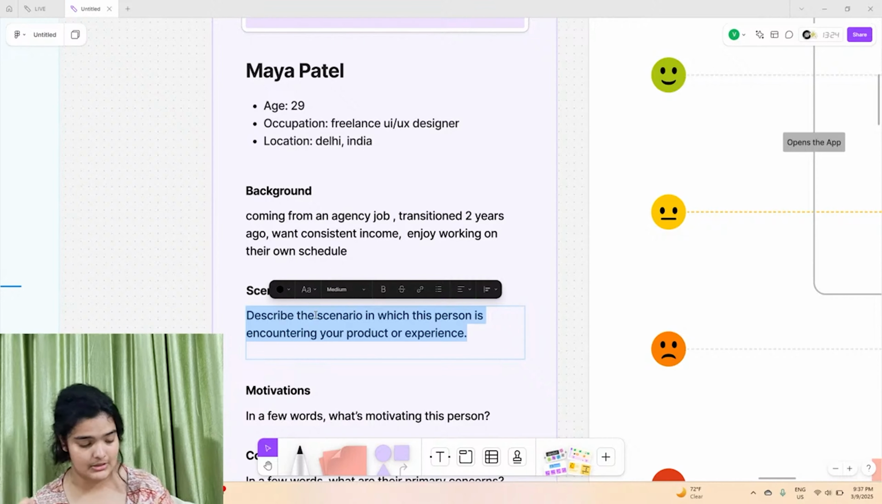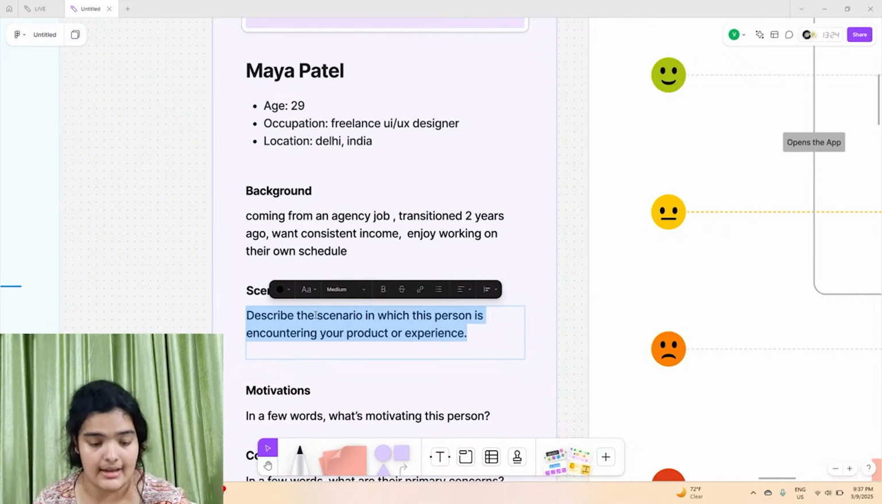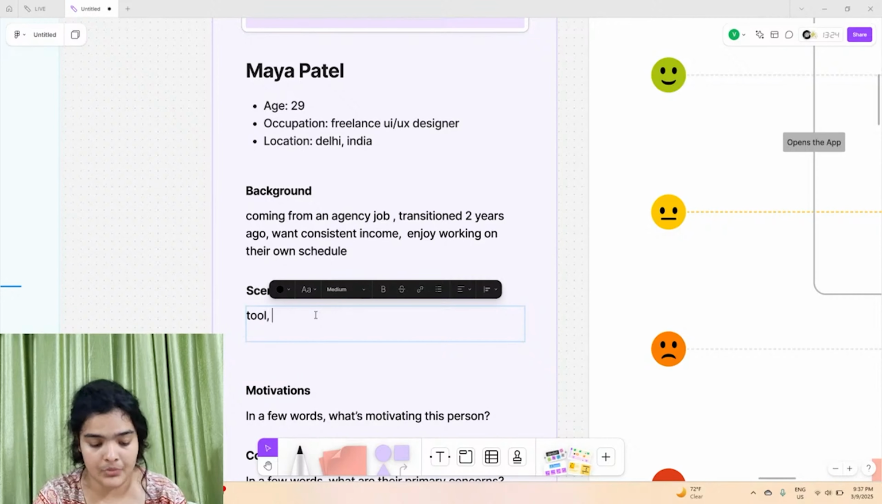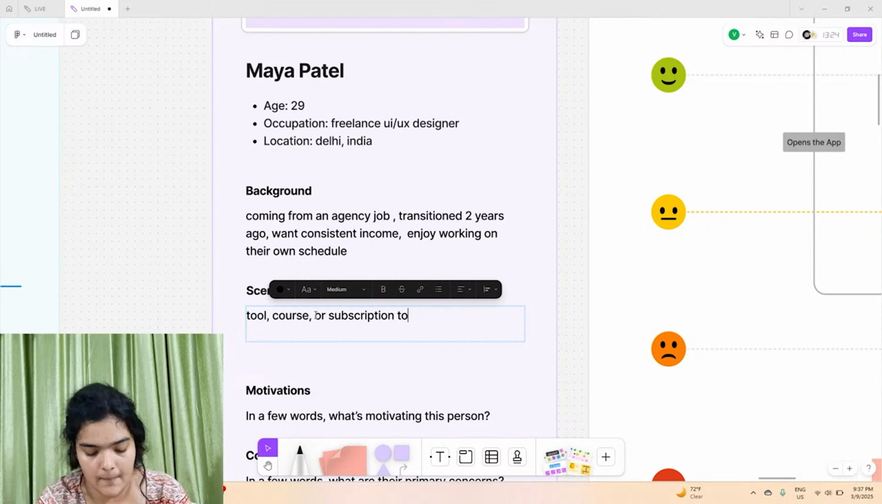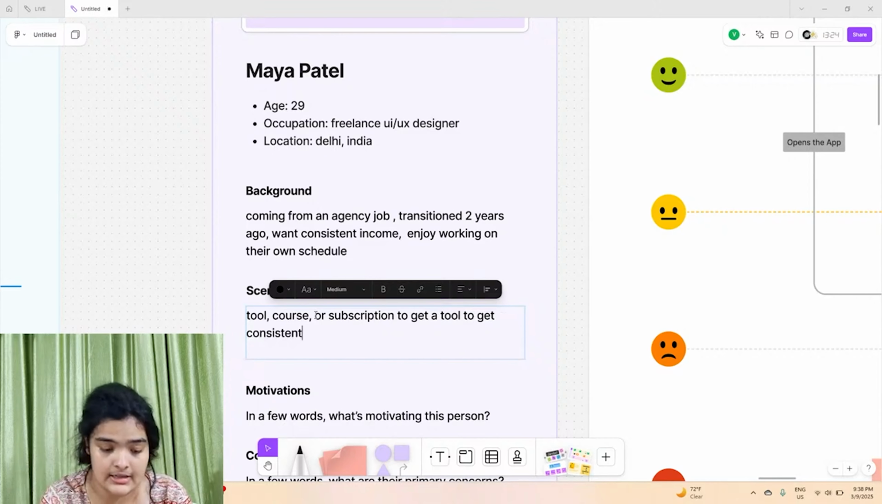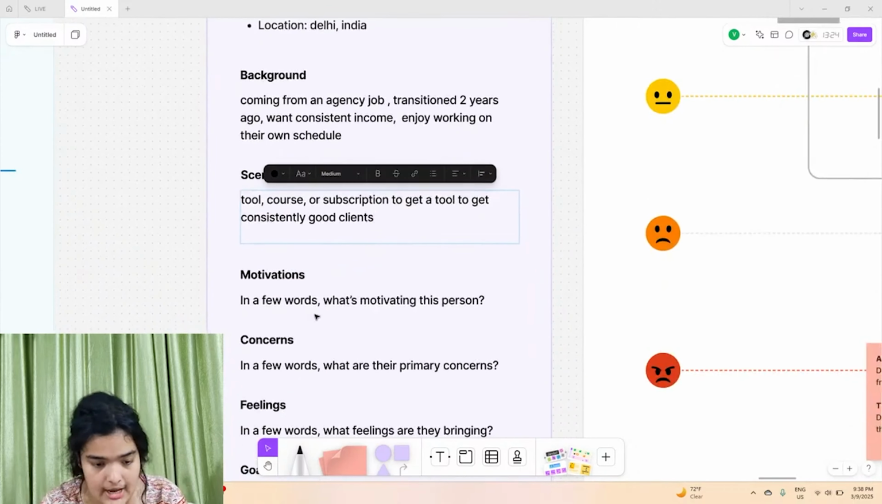So what this person is struggling with is getting clients, and what they want in this scenario is a tool, course, or subscription. So they are willing to pay us for a tool that helps them get good clients and consistent clients. Consistently good clients that pay much, right?